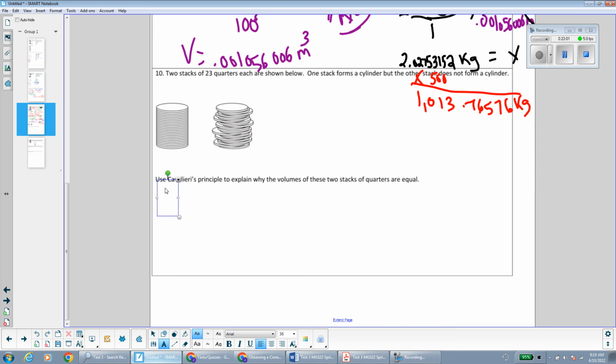So now that we got that part figured out, once again, the two things that we need in order to justify the same volume is same cross-sectional areas.